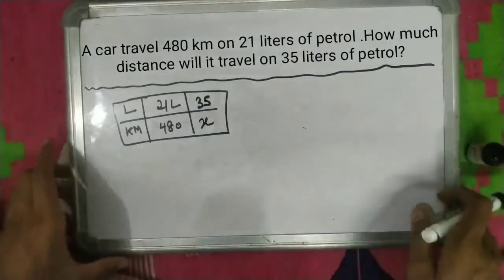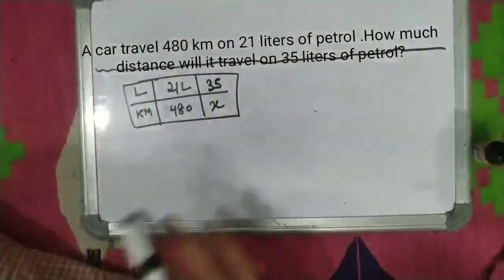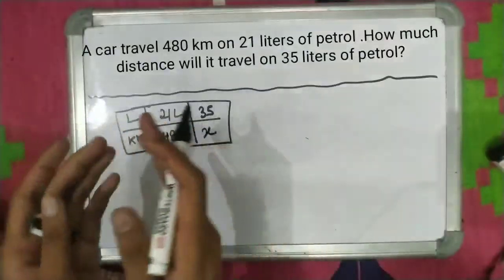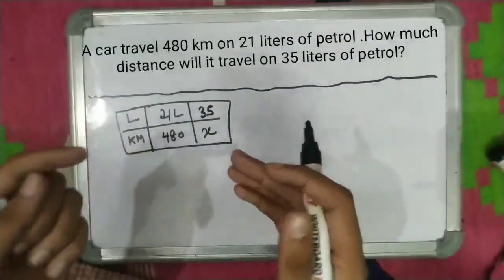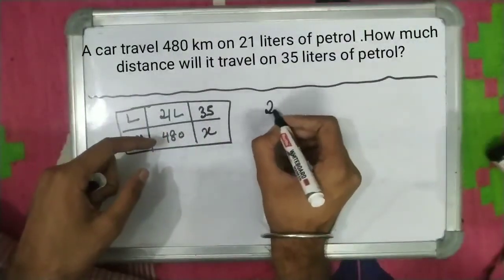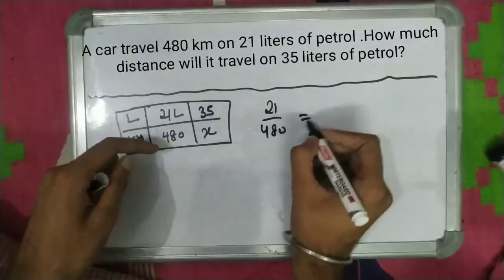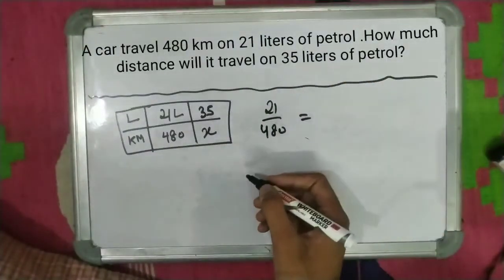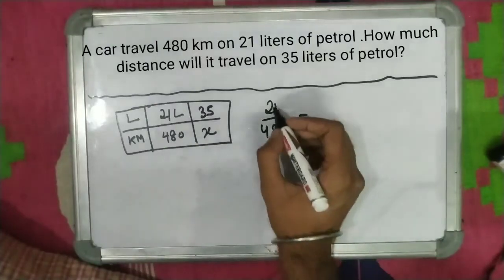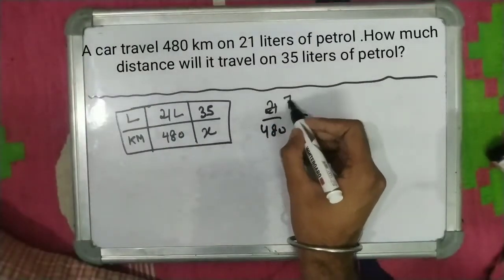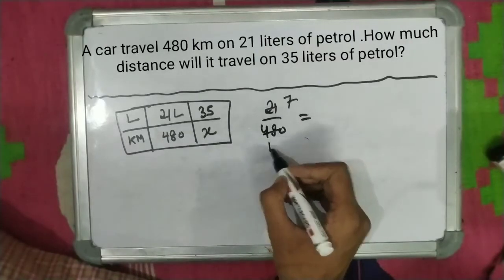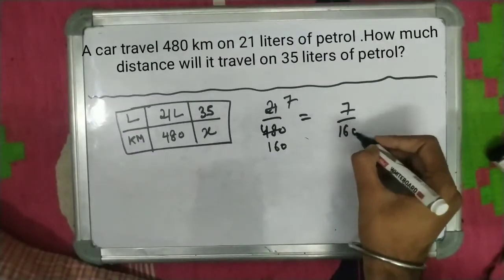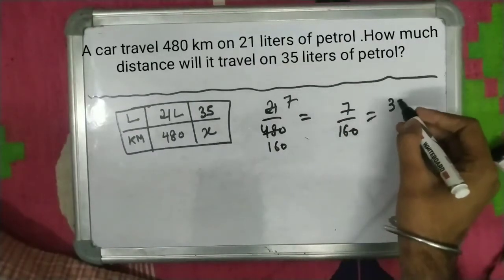So I again tell you, beta, when you make the box, the question is easy for you. So just read the statement again. So we have this box. I told you the ratio remains same. The ratio between 21 and 480 is near about, you can check that. You can cut with the help of tables, like I will cut on a table of 3. And here we will get 160. So 7 by 160 is equal to 35 by x.